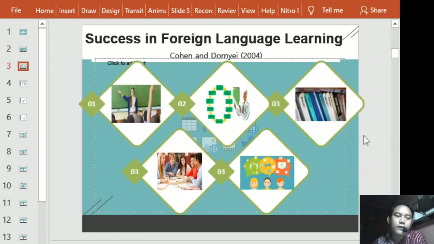The first one is about success in foreign language learning. The success in learning a foreign language, according to Cohen and Dornyei 2004, depends on a variety of factors such as the duration and intensity of the course, the characteristics and abilities of the teacher, the appropriateness of the teaching methodology, the quality of the textbook, the size and composition of the learner group, the amount of natural target language practice opportunities, and the characteristics of the language learner.